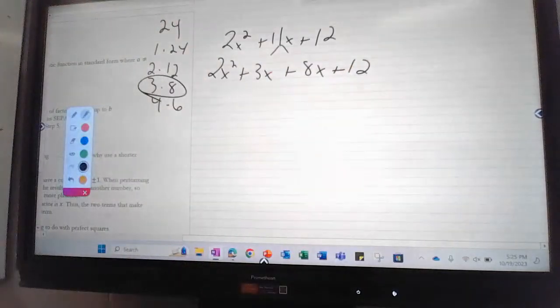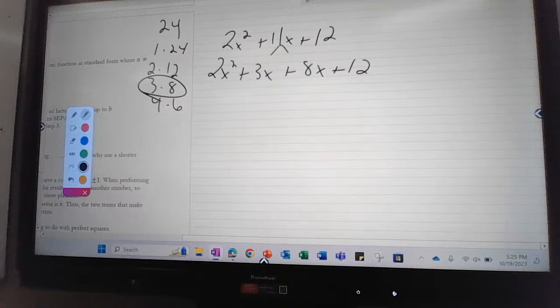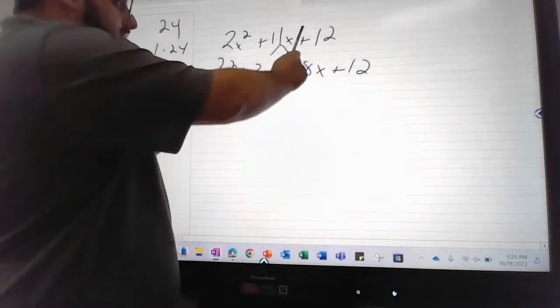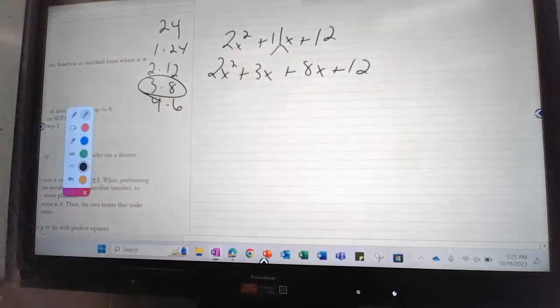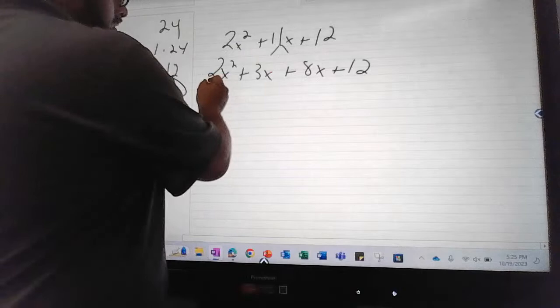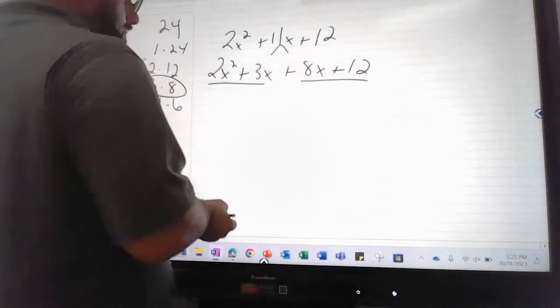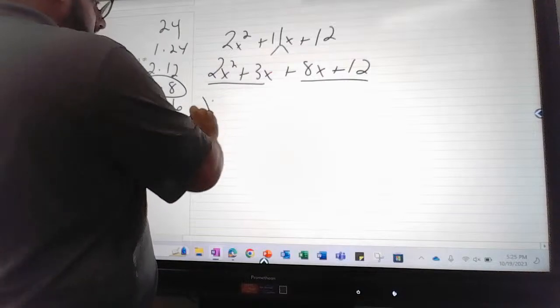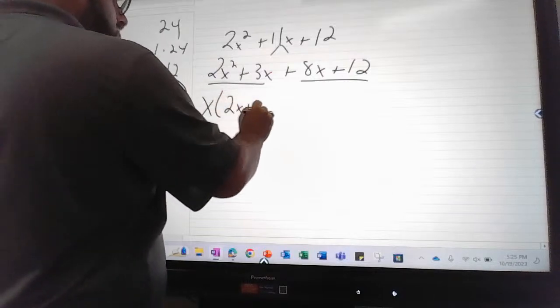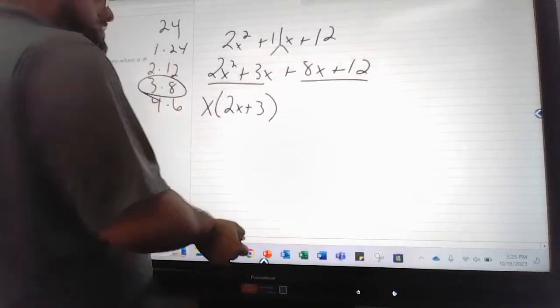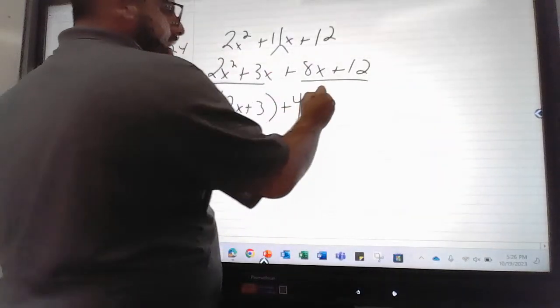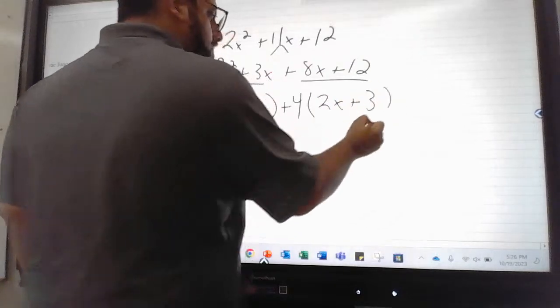Now, does it matter which term comes first? No, it doesn't. If these 2 terms were switched, I will still get the same answer. So it does not matter the order that you choose. So now here's one group, here's another group. Here each term has an x, so I'm going to take that out, 2x plus 3. Here, each of those terms is divisible by 4, so I'm going to take the 4 out. And I get 2x plus 3.